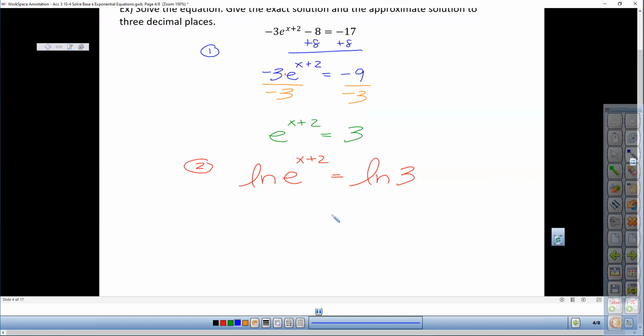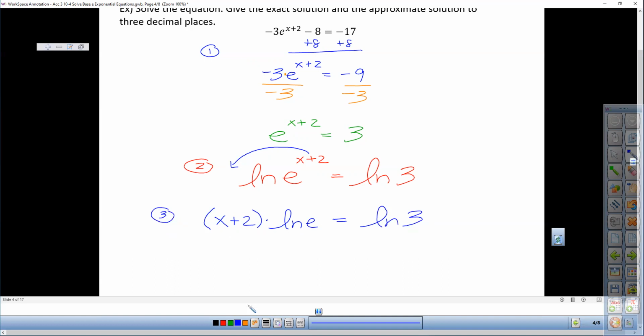So now we're going to use our power property of logarithms, which allows us to undo this exponent and move this to the front. This time our exponent does involve addition, so it should be in parentheses, x plus 2. And that's now times the natural logarithm of e, which equals the natural logarithm of 3.